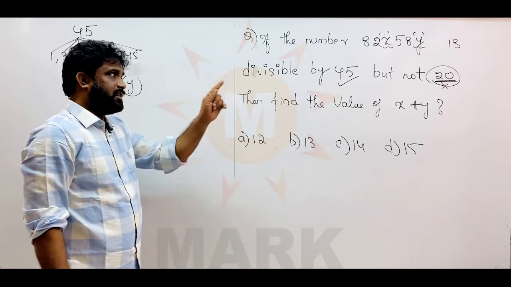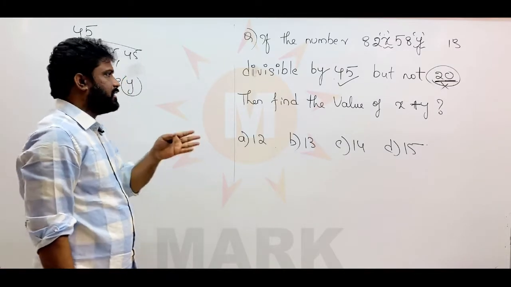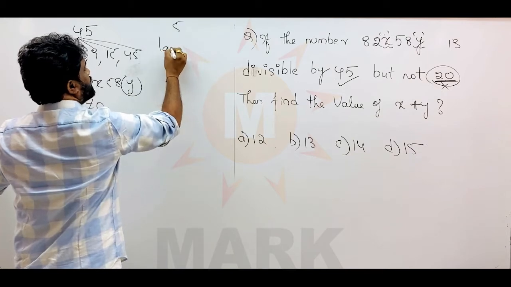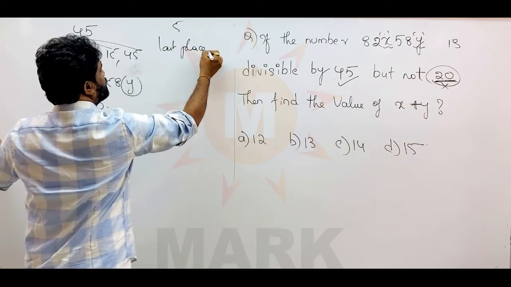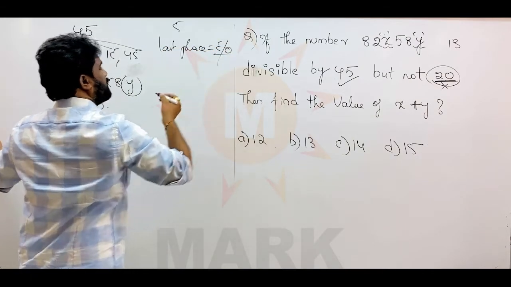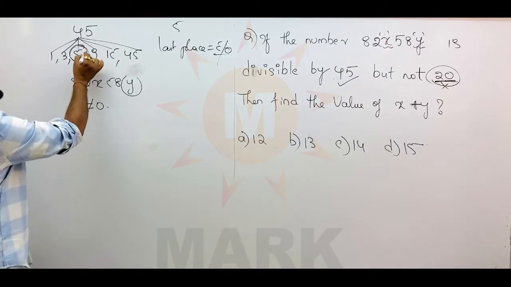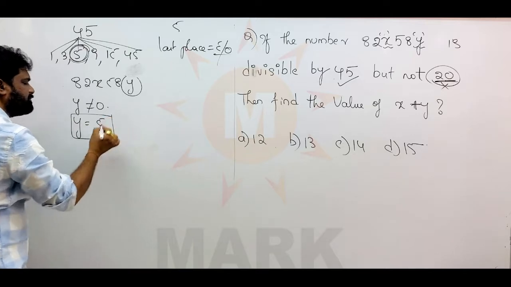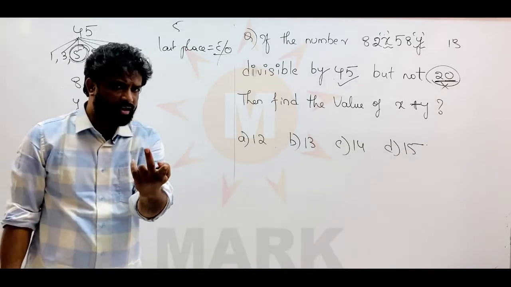There also 5 is there, here also 5 is there, you understand? Yes. 5 के लिए क्या क्या conditions available है? For 5, in the last place there can be 5 or 0, but 0 cannot be there. इसका मतलब it is divisible by 5, so definitely the last place y value must be 5, because 5 के लिए दो conditions available है.